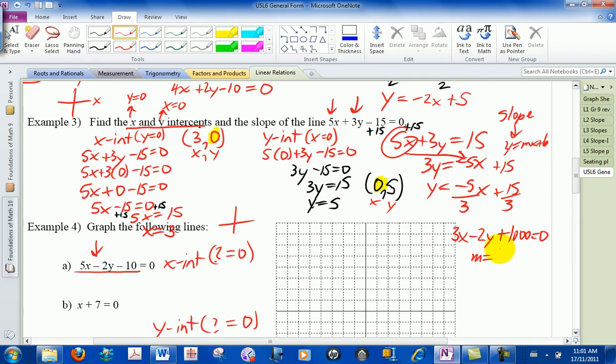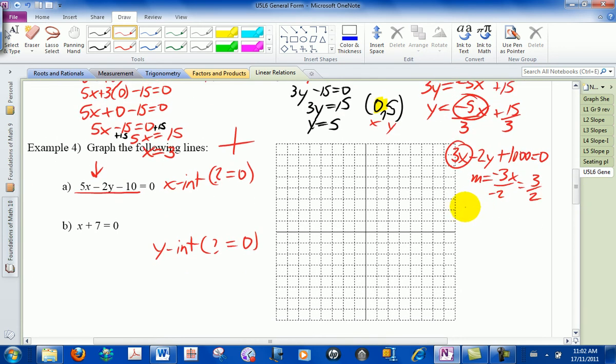Nope. Negative 3x divided by negative 2, which is positive 3 over 2. Because when you move the x term to the other side, it becomes negative 3x. Right? Just like here, we move the 5x to the other side, it's negative 5x. I'll give you another example. Let's say it's 5x plus 2y minus 7 equals 0. What's my slope? Negative 5 over 2.